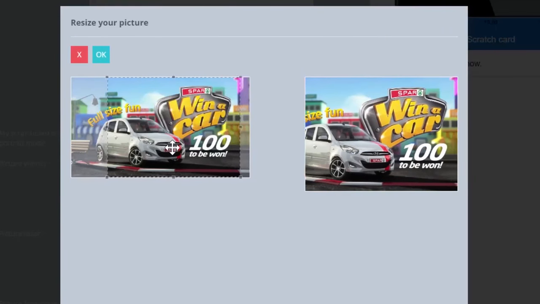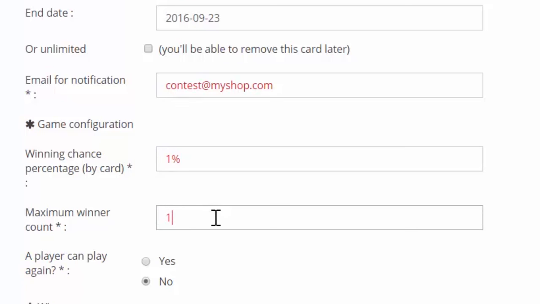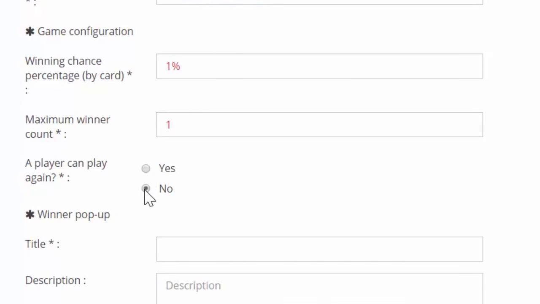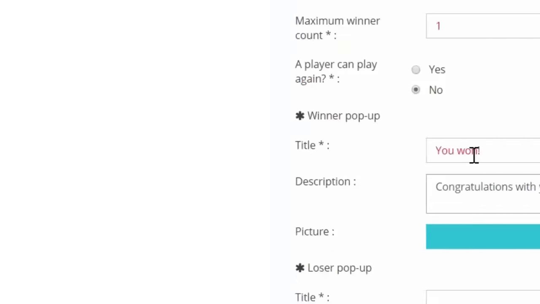If you select that players can play again, they will be able to participate as many times as they want, and this is only recommended with a low winning probability percentage. Make sure to add interesting images for both the winners and the losers. Because people are playing to win, make sure to reward them with something worthwhile.